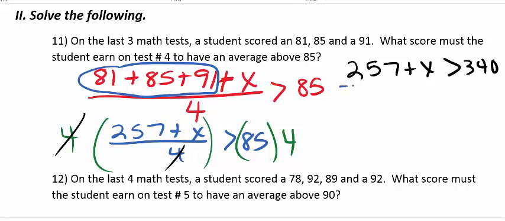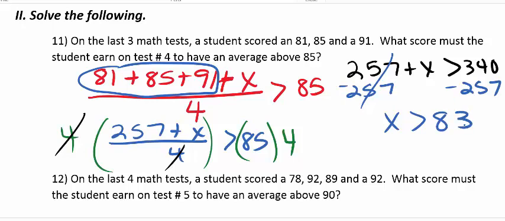Now we're going to go ahead and get rid of this 257 by subtracting 257 from both sides. And we get X is greater than, and then 340 minus 257 is 83. Therefore, a student must score above an 83 in order to have an average that's above an 85 on all 4 tests. Therefore, the score on test number 4 must be above an 83 so that the average on all 4 tests is above an 85. So I'll write here above an 83.